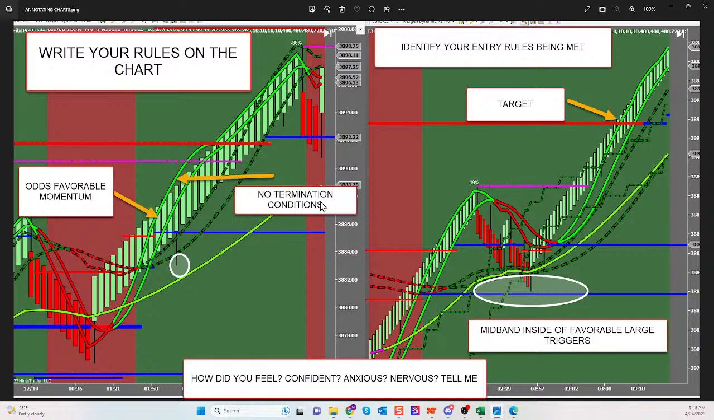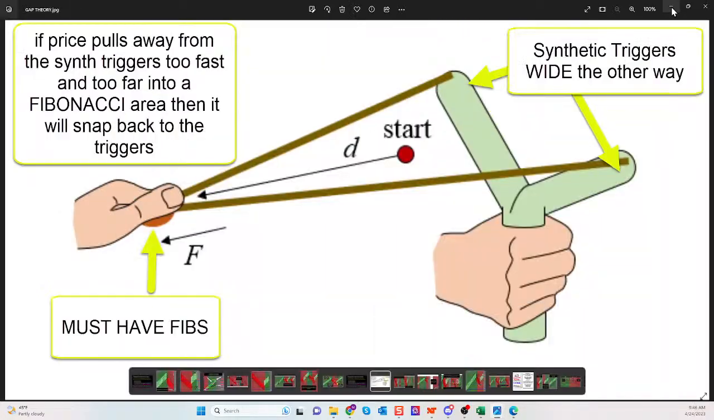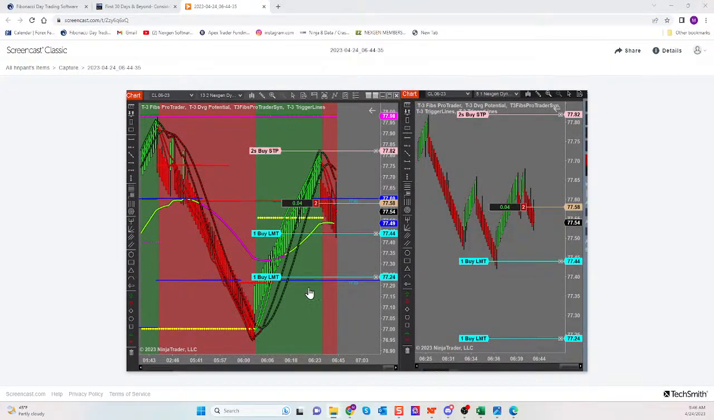Odds favorable momentum, no termination conditions, mid-band. HM Pamp, why did you do what you did? I see that you went short, right? But you don't even have indicators on your 5-1. Why did you go short?